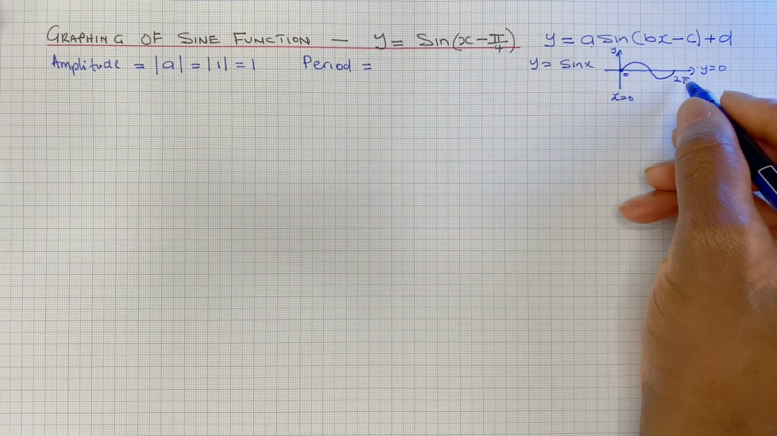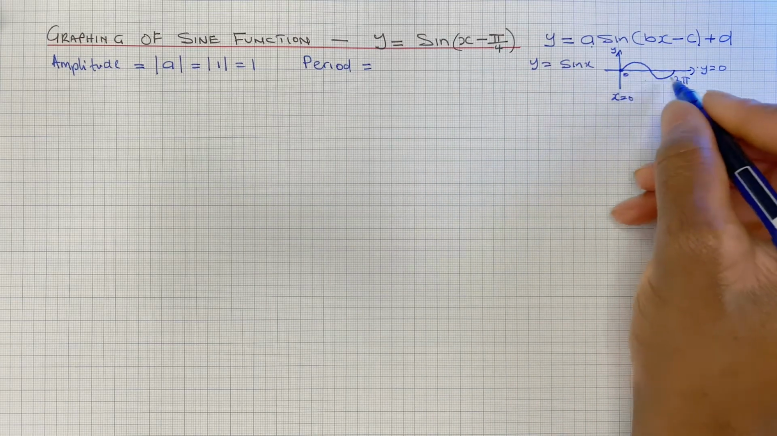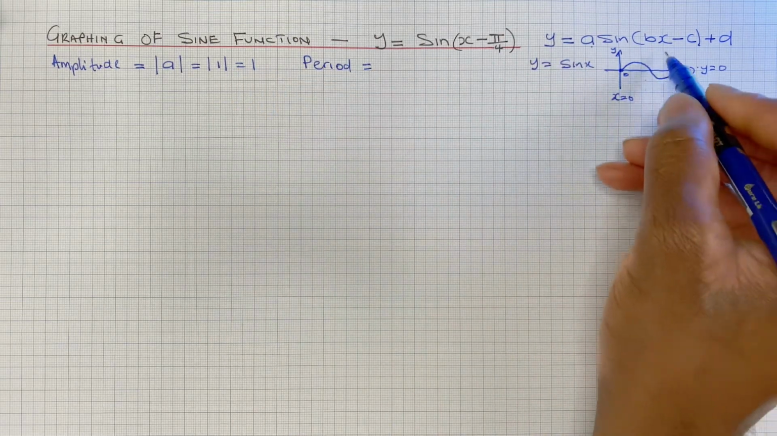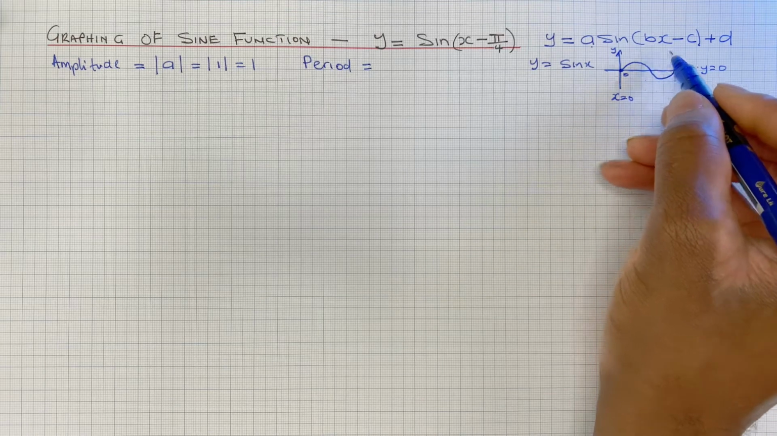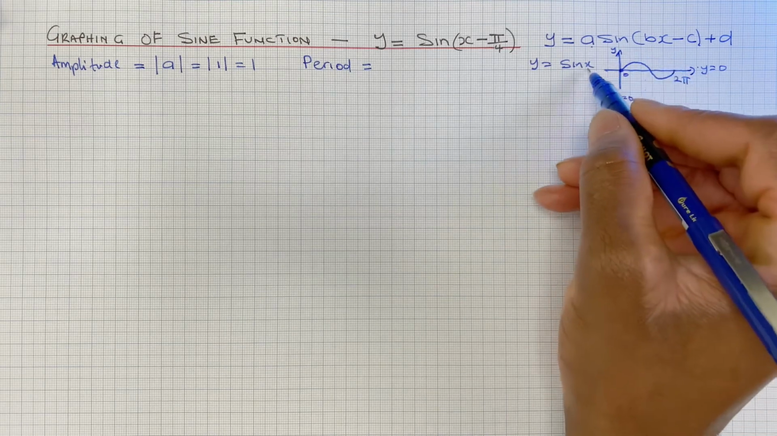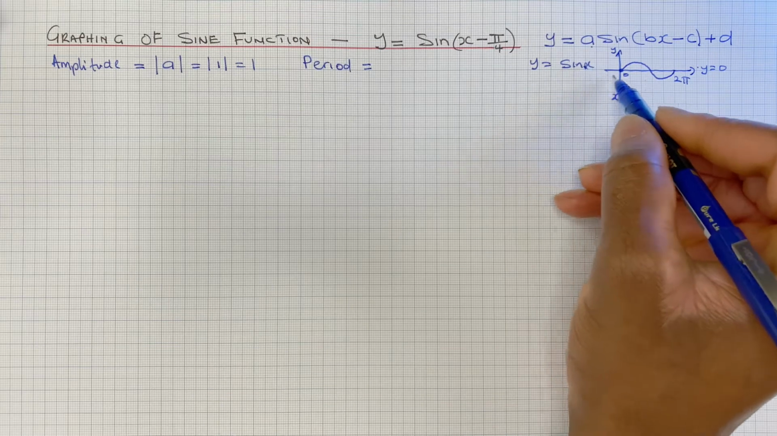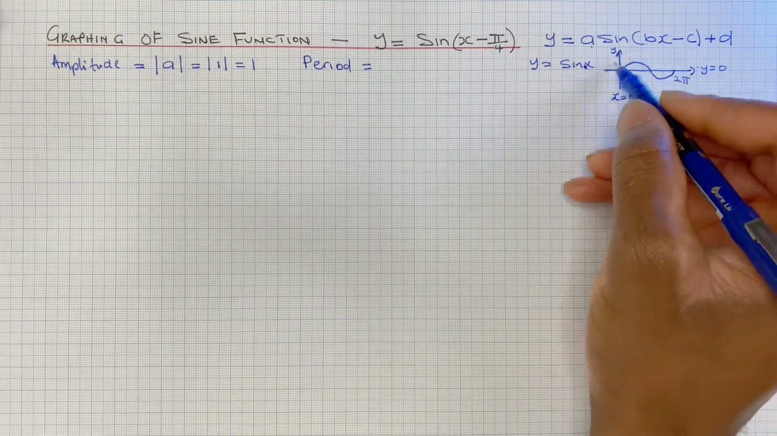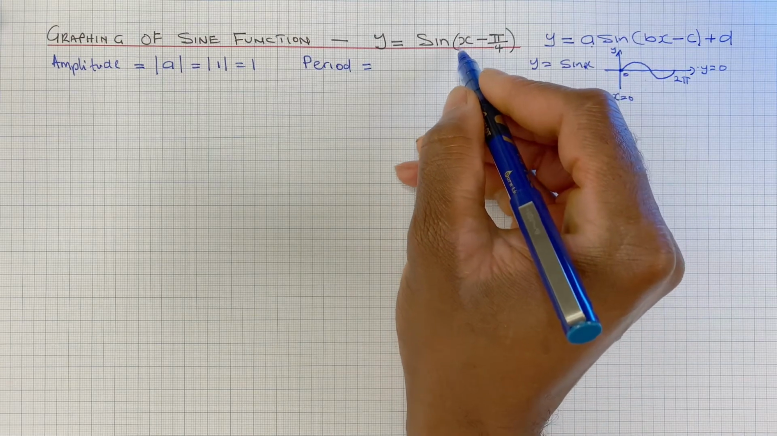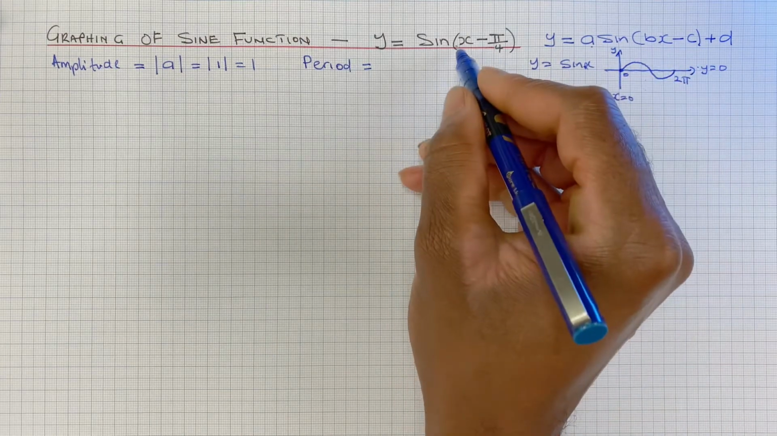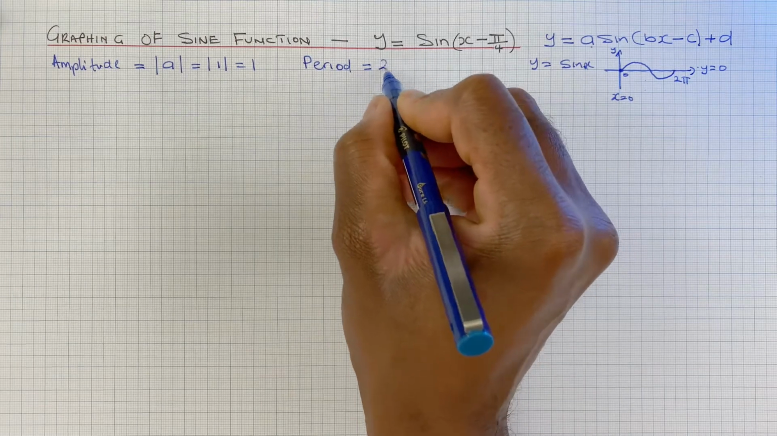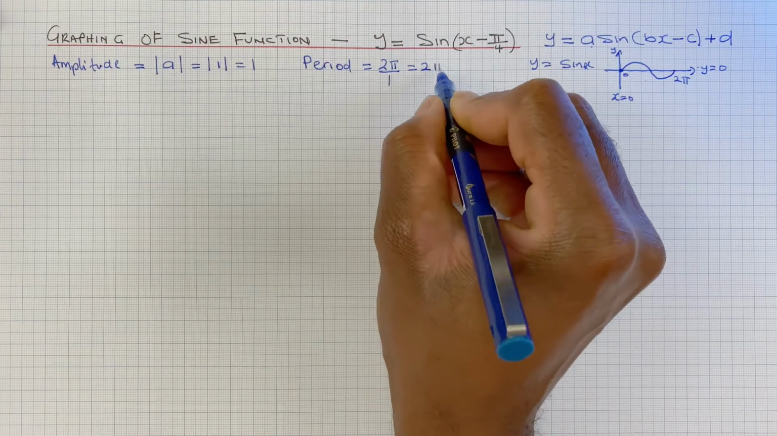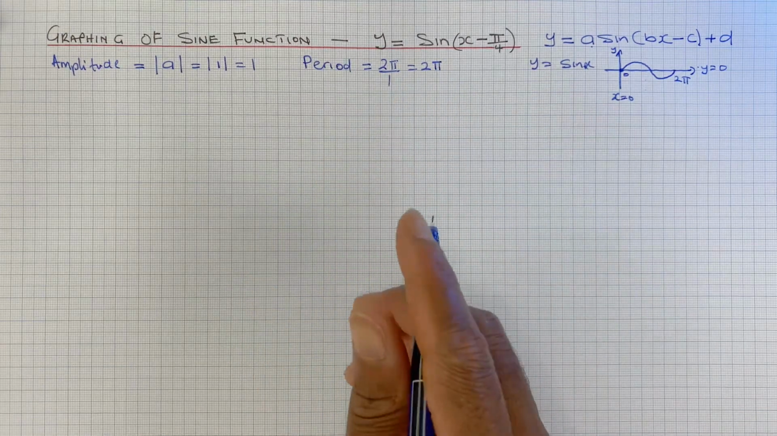Now, the period for this one is 2 pi. For every function, you always divide 2 pi by b. Here b is 1, because it's sine x, so 2 pi divided by b is still 2 pi. If you compare that to the general form, b is 1 as well, so it's 2 pi over 1, which is 2 pi. So that's our period, 2 pi.